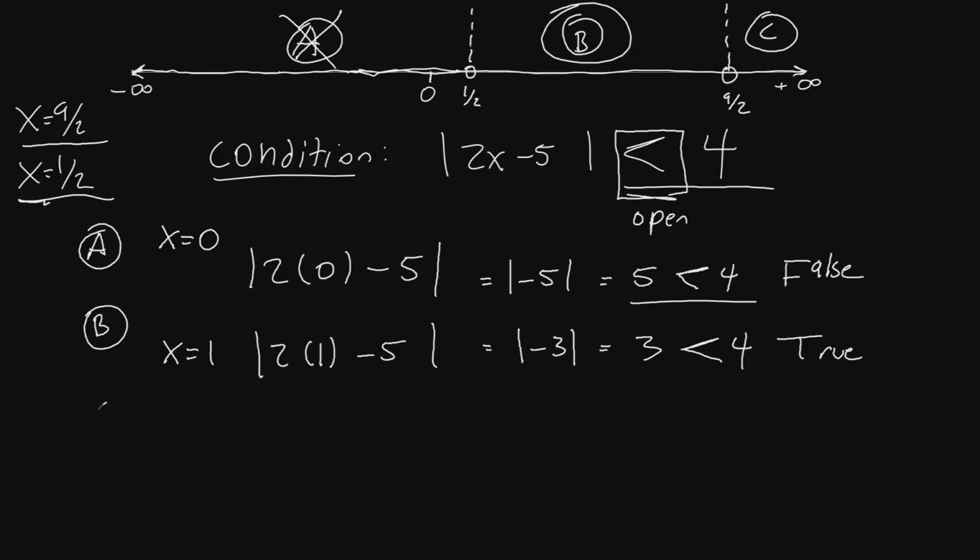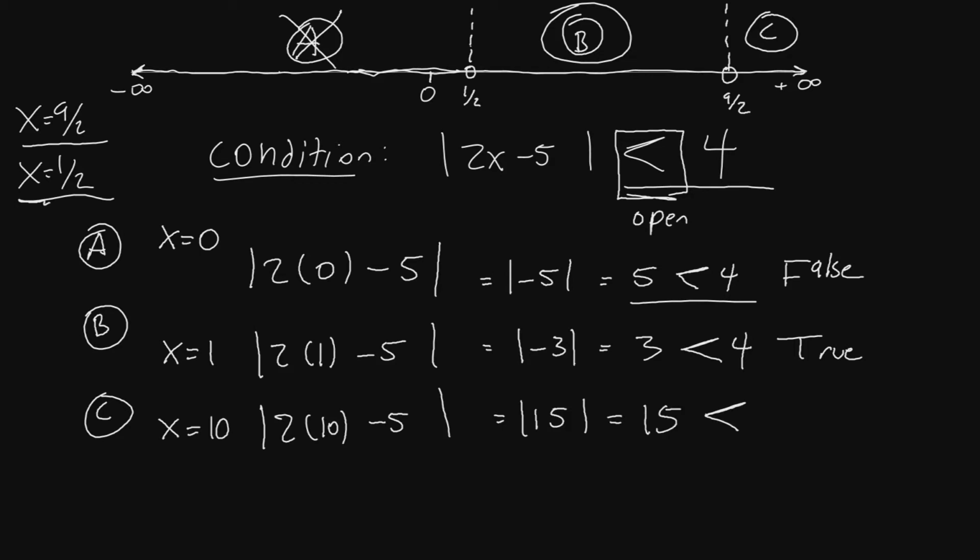We try again on region C. We need an x that's bigger than 9 halves. I'm going to do x equals 10. So we'll have 2 times 10 minus 5. 2 times 10 is 20. Minus 5 gives the absolute value of 15. The absolute value of any positive number is just itself. So we check to see if 15 is less than 4, but it isn't, and that statement is false, meaning C is also not part of the answer.